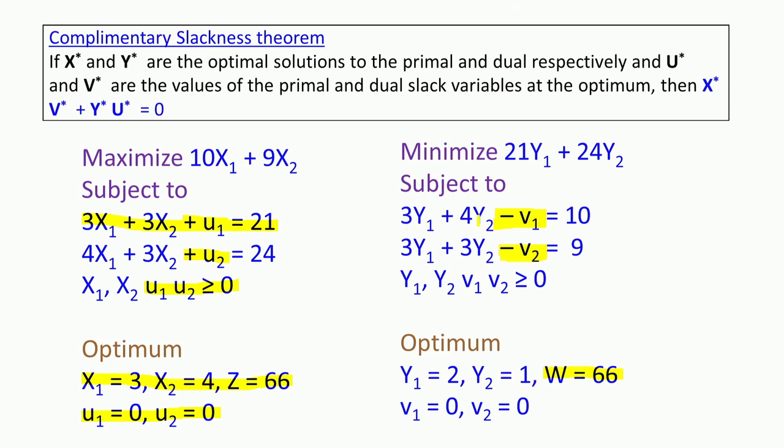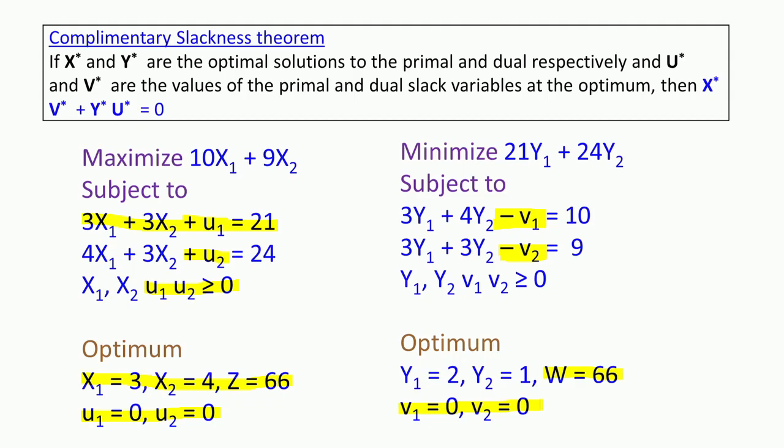3 into 2 is 6, plus 4 is 10, will put v1 equal to 0. 3 into 2 is 6, plus 3 is 9, will put v2 equal to 0. So, we have now independently written the optimum solution to the primal and the optimum solution to the dual. Now, we go back to the complementary slackness. x star and y star are the optimum solutions.